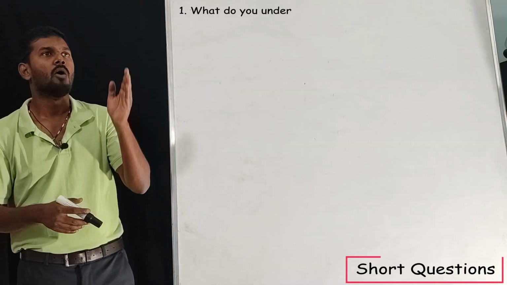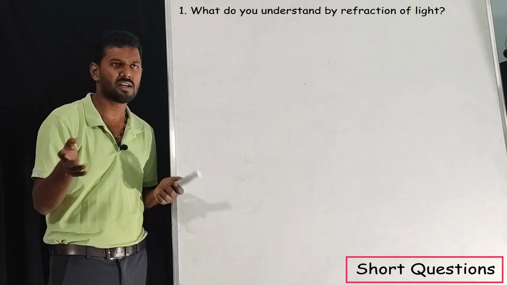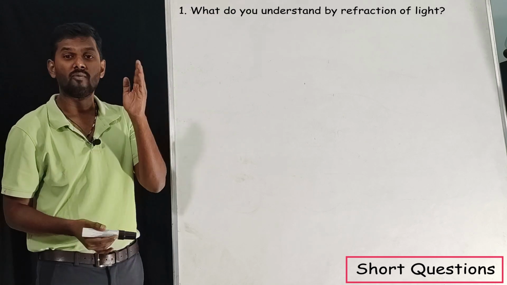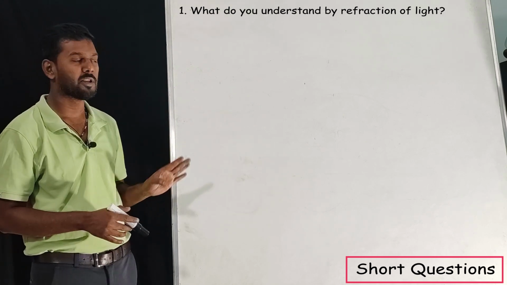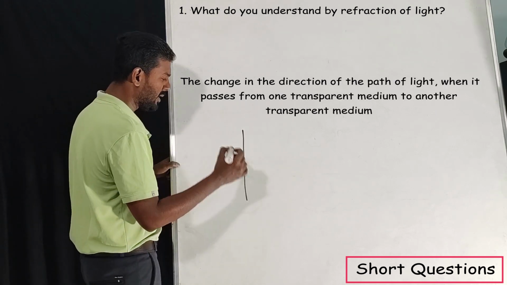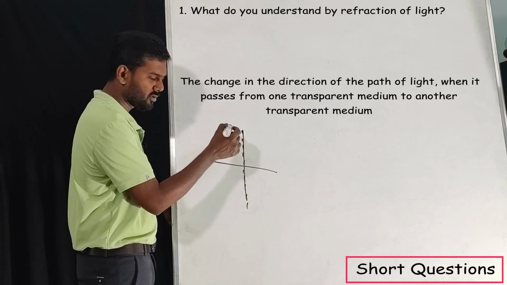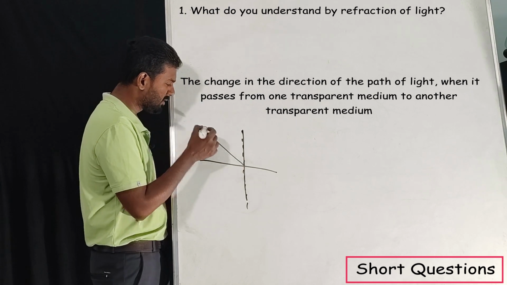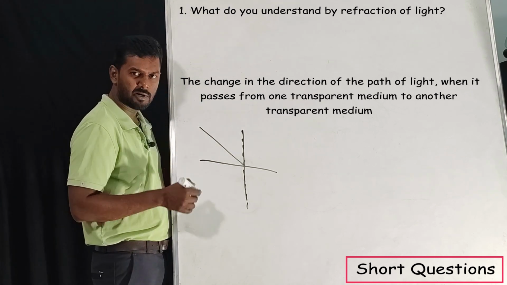Our next question: what do you understand by refraction of light? Very simple question. This is what we have learnt in the concept video. The change in direction of path of light when it passes from one transparent medium to another transparent medium. This is the definition of refraction. I will give you the diagram just to make sure you understand it. See, assume this is the normal, we have to write it in dotted lines. Now listen, when light enters from one medium, this is medium 1 and this is medium 2, assume like that, and both are transparent mediums.